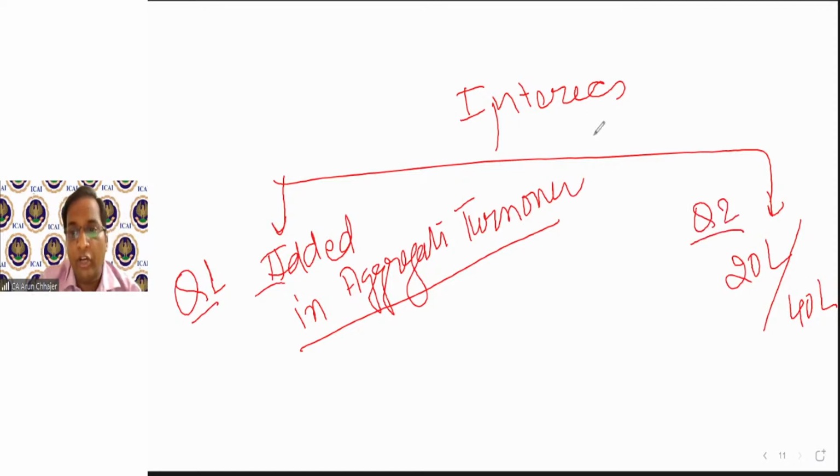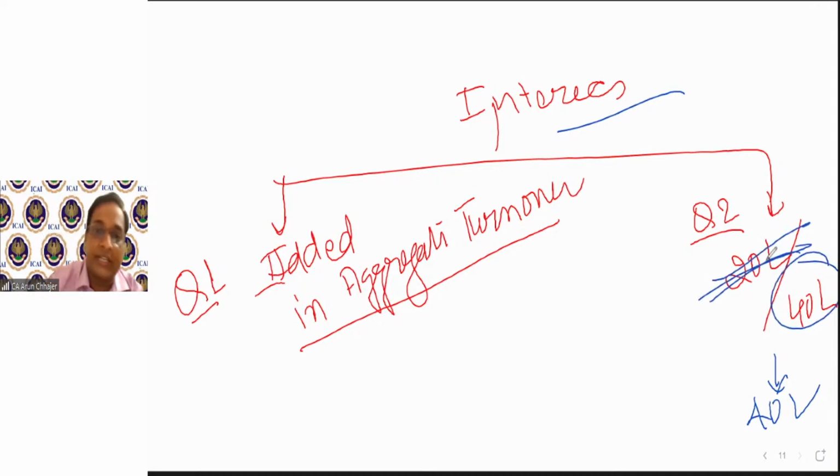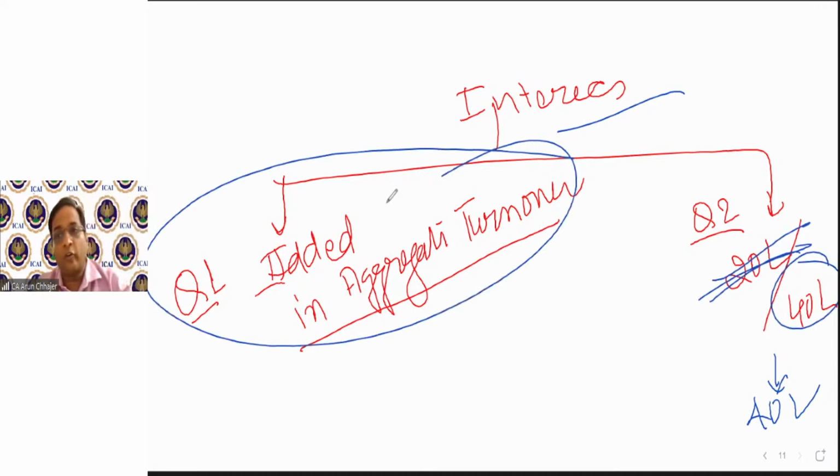This question number 2 we have already discussed, the limit would remain 40 lakhs if I am receiving the interest, otherwise I am exclusively engaged in the goods. So the limit is 40. Should I add this in the aggregate turnover or not?